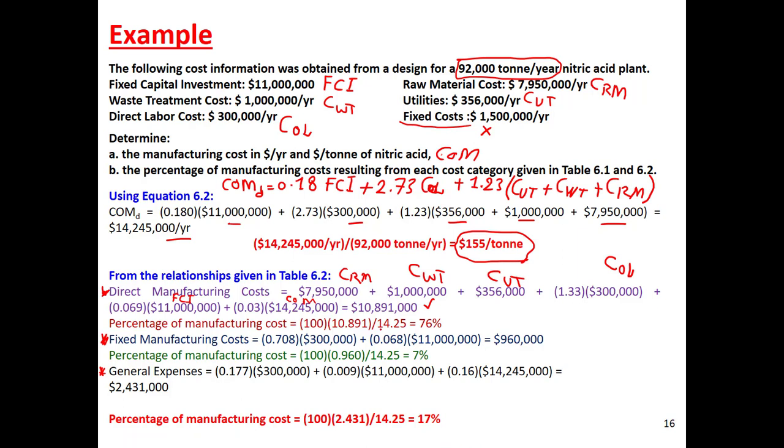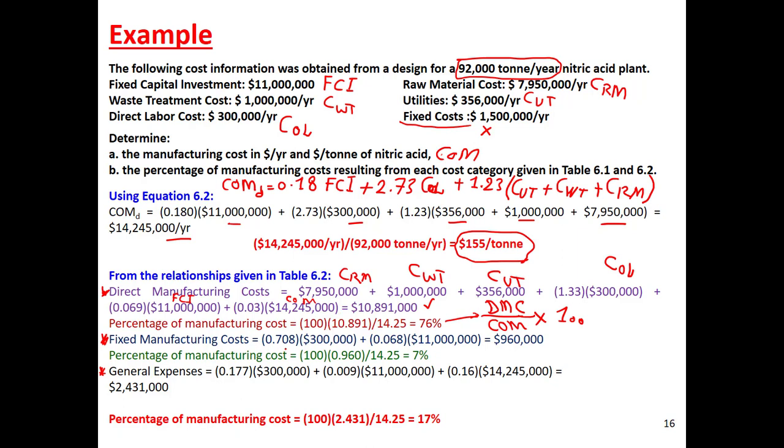This is the direct cost that you have, and you also have the cost of manufacturing. What is the percentage of direct cost in the cost of manufacturing? How much of the cost of manufacturing is direct cost? You just need to calculate the contribution: direct manufacturing cost divided by total cost of manufacturing, times 100. This gives you the percentage of direct cost in cost of manufacturing.